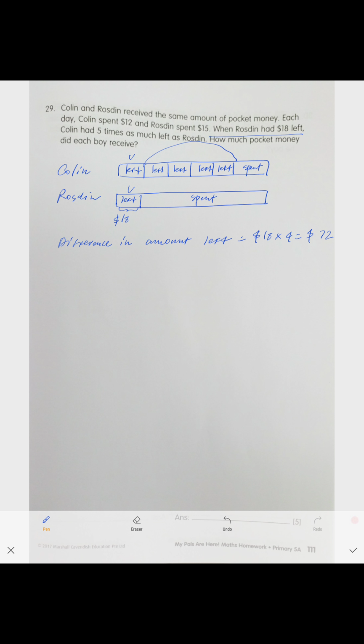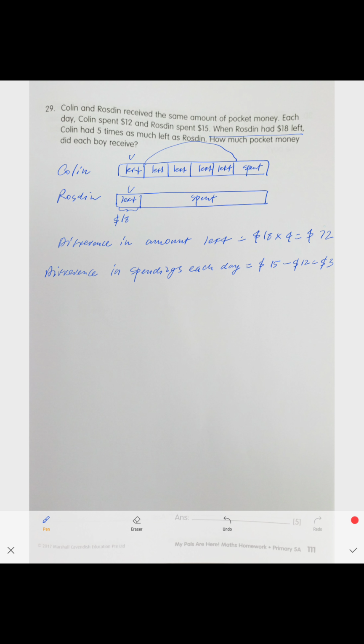Let's come back to our sentence number 2. Each day Colin spent $12, Rosalind spent $15. What we can calculate is the difference in spendings each day. The difference in spendings each day is 15 minus 12, right? That's going to be $15 minus $12. It's going to be $3, right?